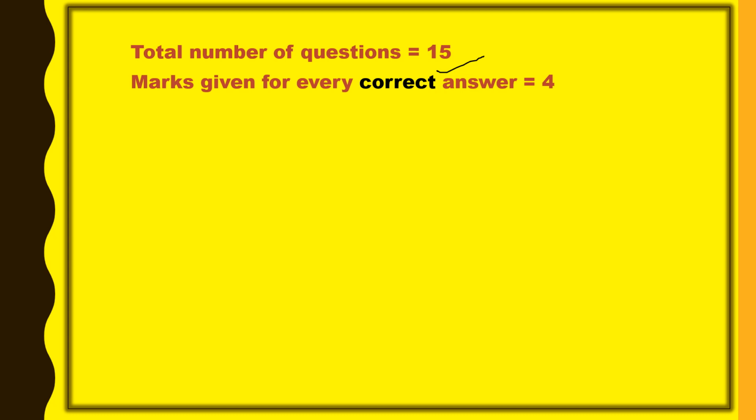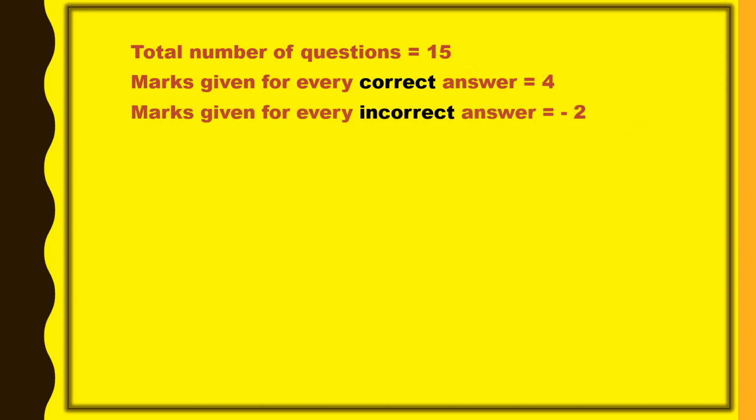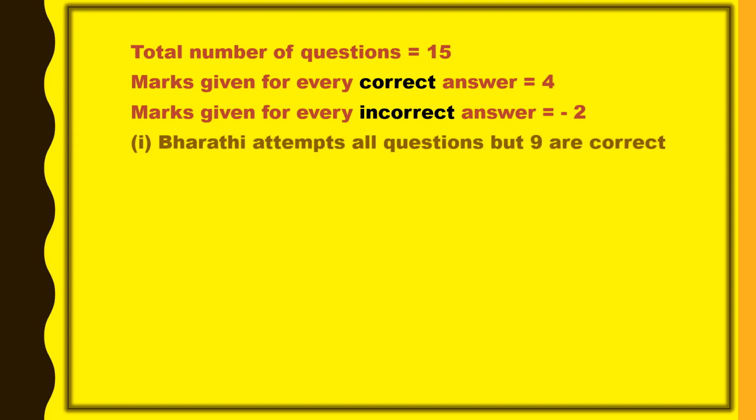Whatever data is given, let us take that data first. The total number of questions is 15. For each correct answer we'll get 4 marks, and for each incorrect answer we'll lose 2 marks, means minus 2 marks will be given. Now what is the first condition? Bharati attempted all 15 questions, but out of them only 9 are correct.